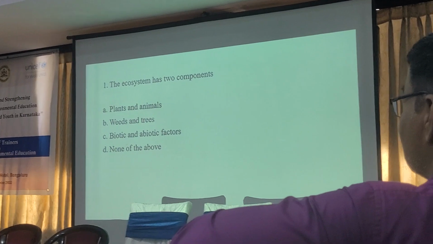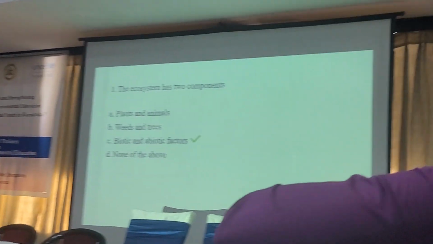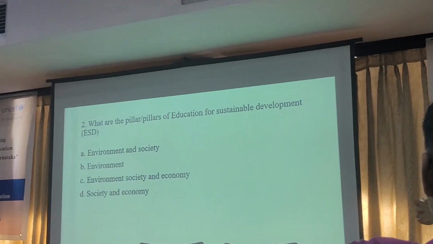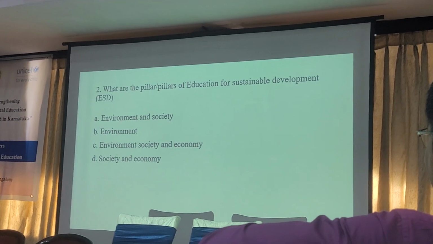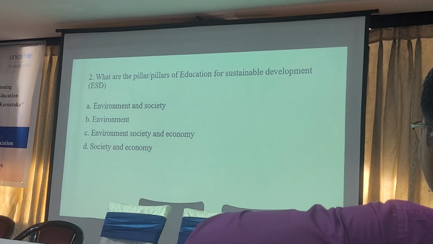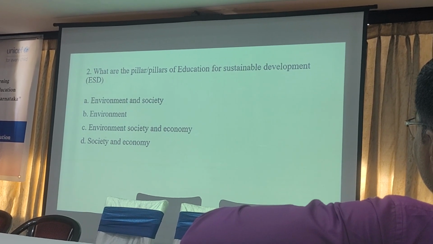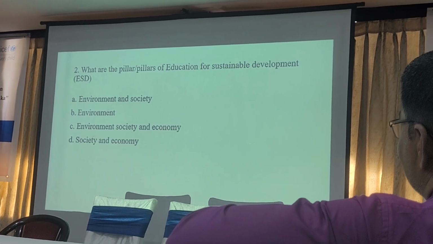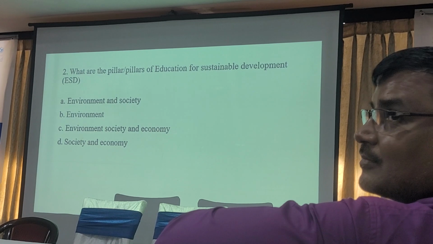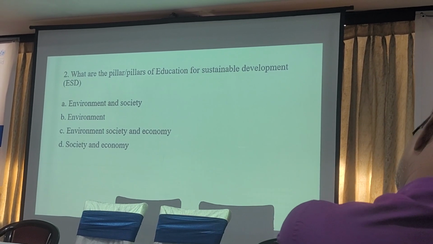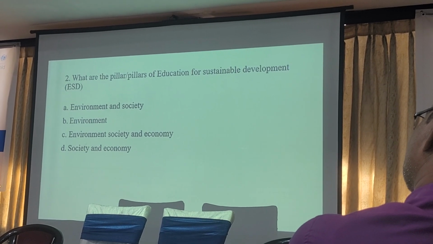The ecosystem has 2 components. Which are those? Biotic and abiotic. Yeah, it's correct. Second question. What are the pillars of education for sustainable development? 10 seconds more. Go for C, environmental, society and economy. Time up. It's correct.